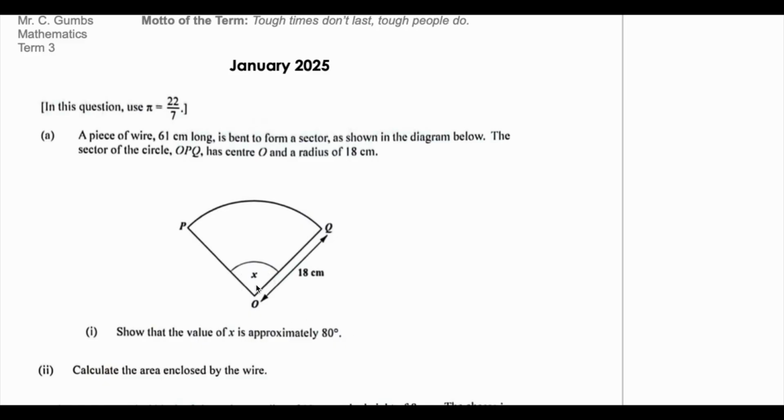Let's see what y'all will come up with. That's correct, for another year. So this is January 2025. What we just did was May 2025, and this here now is January 2025.